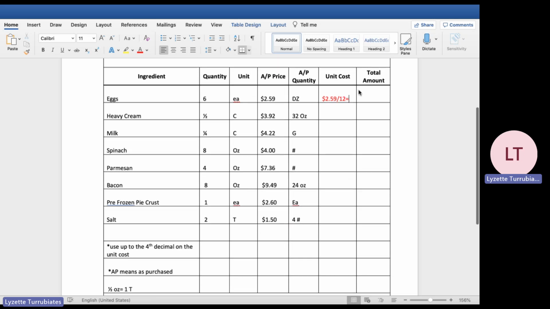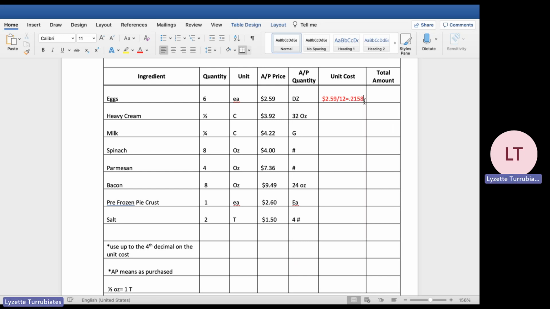And when we're figuring out and typing up our unit cost measure amounts here and in total amount, we want to make sure that we use up to the fourth decimal on the unit cost and the total amount. So for my unit cost of eggs, each egg is going to cost me 0.2158. Okay, and we're going to do the same thing for each of these ingredients. So heavy cream is 32 ounces, so I'm going to take $3.92 divided by 32 ounces.